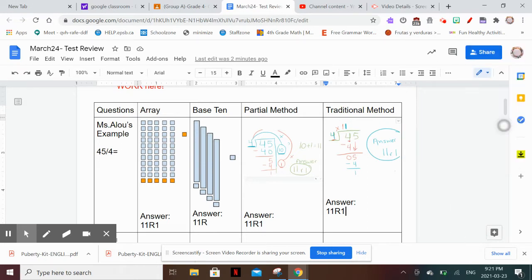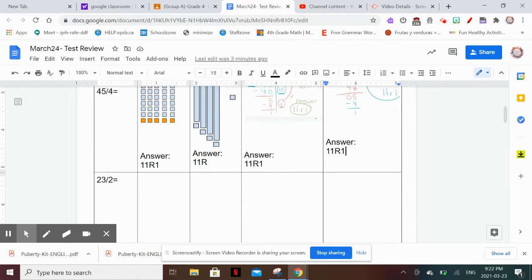So we did the same question 4 different times. We did it using the array, which is just simply dividing single units into whatever the divisor is. We did base 10, so we're counting up by 10 whenever we can. Remember, sometimes we weren't able to. And then partial method is when you're putting the numbers on the side and then you multiply them and put them down. And a traditional is just a traditional. So this is it for the first part.